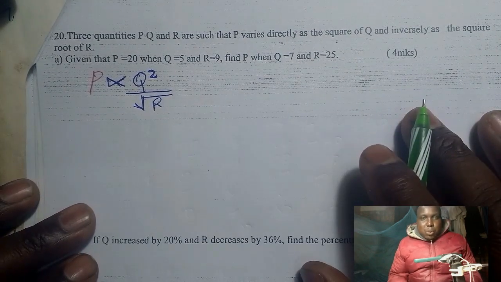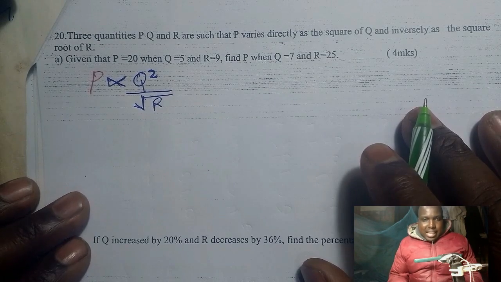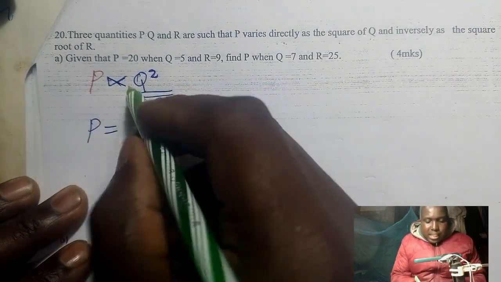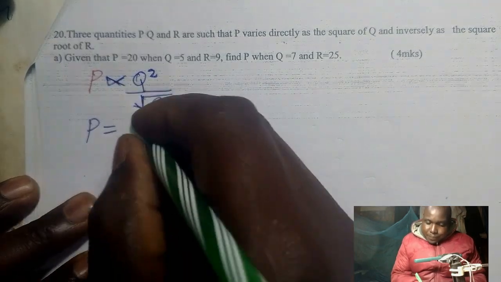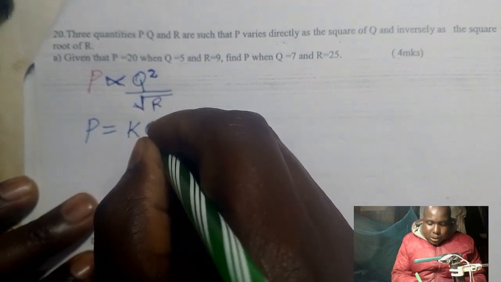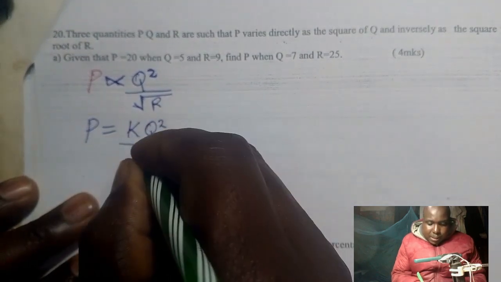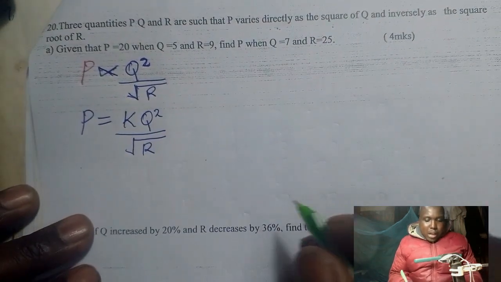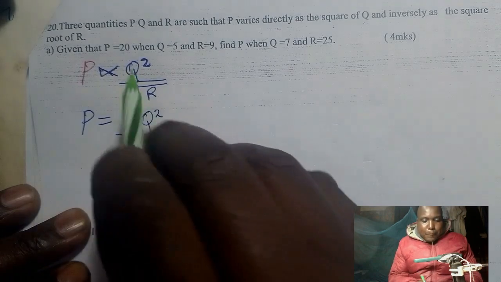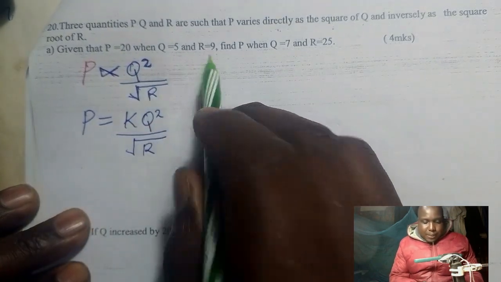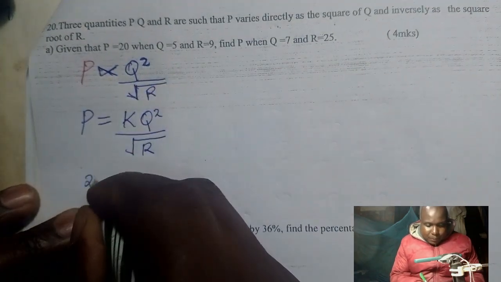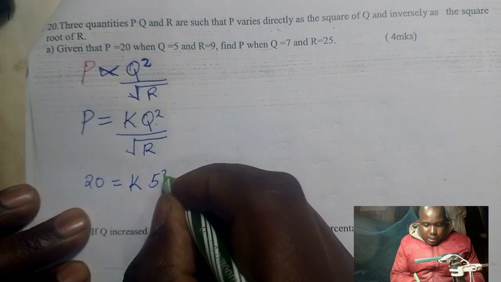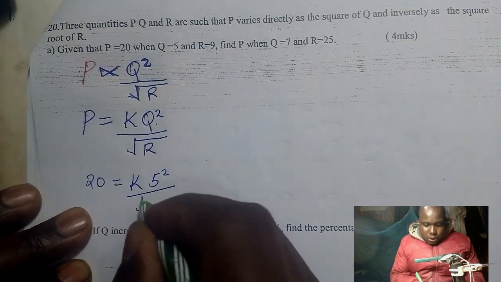Now let us remove the sign of proportionality by introducing a constant K. So P is equal to K Q squared divided by the square root of R. Very good. Now the next thing is to find the value of K when P is 20, when Q is 5 and R is equal to 9. So when P is 20, Q will be 5 squared divided by the square root of 9.